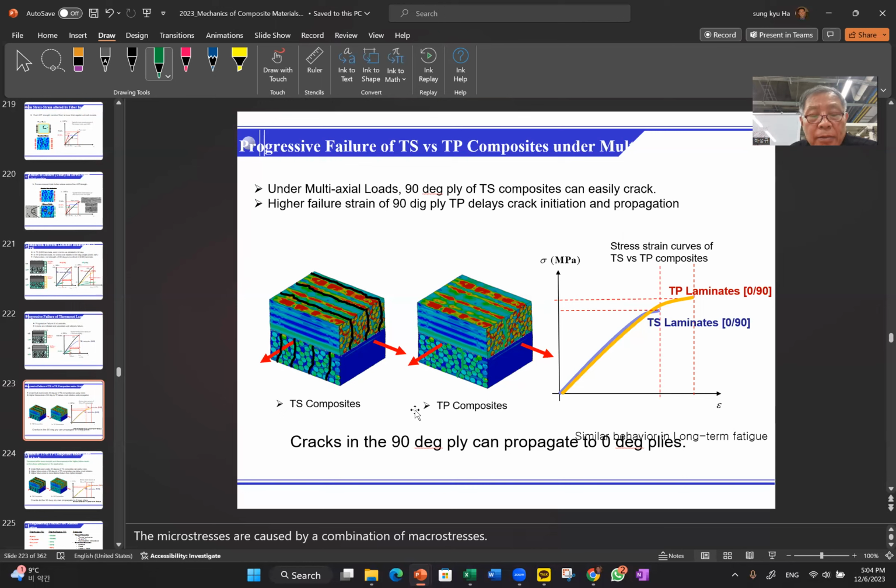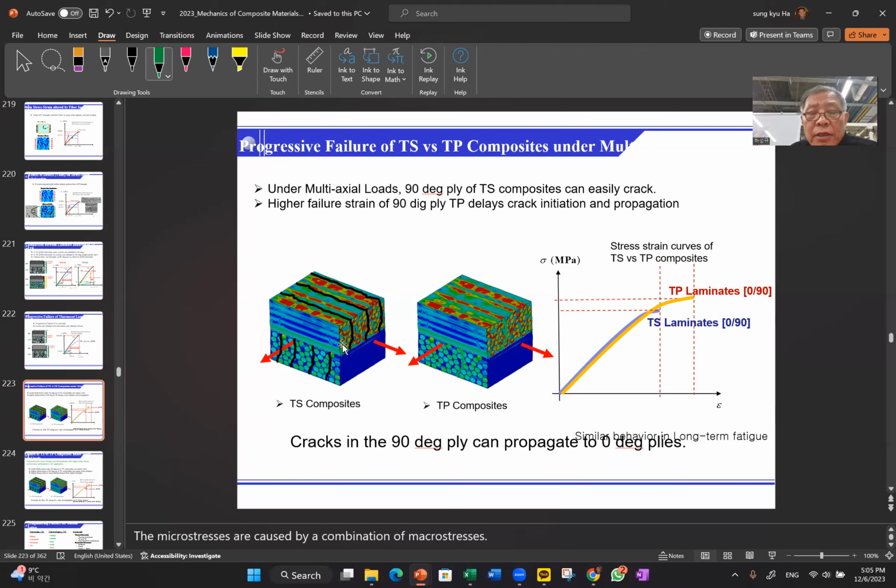So in the biaxial case, this could happen in thermoset, but in thermoplastic, the resin will have a much higher failure strength, so there's not much crack, and this one is the same thing. I just exaggerated the situation, but the higher failure strength of resin is very critical in composites. That's what I'd like to emphasize: even though the thermoplastic resin has a lower strength, higher failure strength means that the thermoplastic laminate as a result can have higher strength than the thermoset laminate.